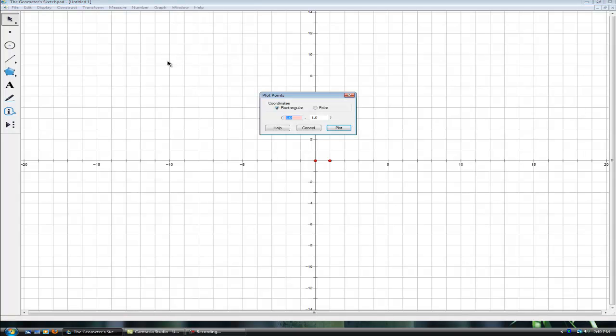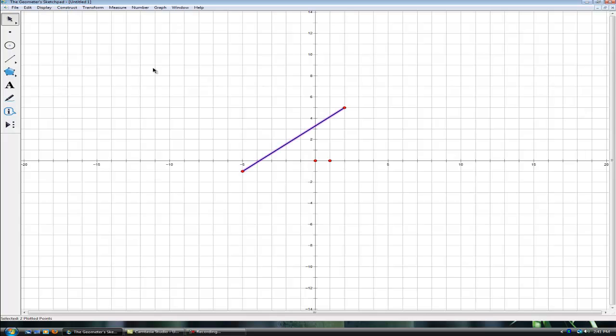Let's put one in quadrant 1. How about 2, 5, and then let's put a point in quadrant 2. Let's make it -5, -1. Just picking some random points. And so this is the distance, and what I'll do is I'll construct a segment to show you that that's the distance we're looking for.